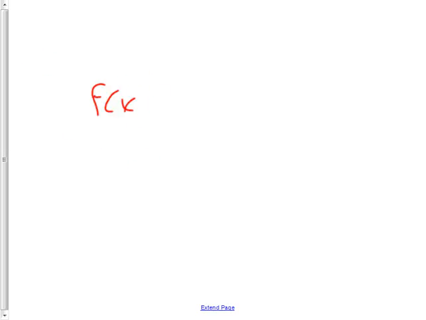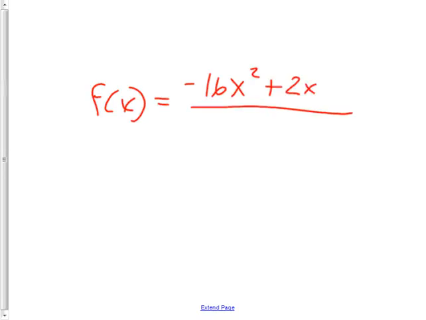f of x is equal to, let me think here. This is implied domains. Negative 16x squared plus 2x all over x minus 4. Now, this is not a normal equation for a parabolic flight, okay? But just assume for a moment I was trying to give you a real-world context of the rocket. Now we're going to go away from that and just say, here's a function. What's its domain?